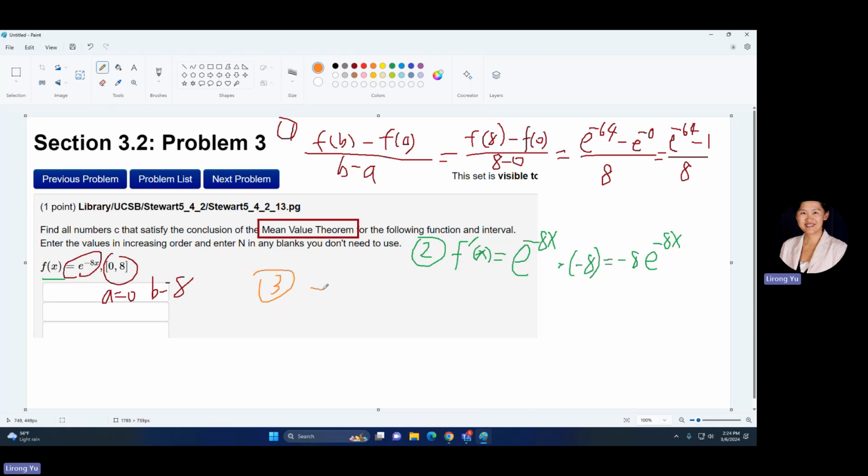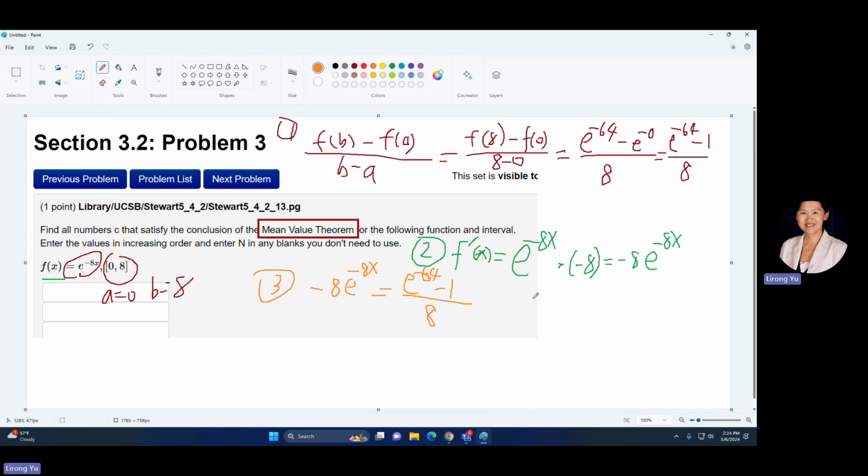So we're going to have an equation: we set negative 8 e to the negative 8x equal to a fraction with the denominator e to the negative 64 minus 1. Right, so that's the equation. It looks complicated because there's a lot of numbers in there, but if you zoom in, we're trying to find the x value. All the others are really just numbers, so we can get rid of the numbers and have x. That number is negative 1/8.